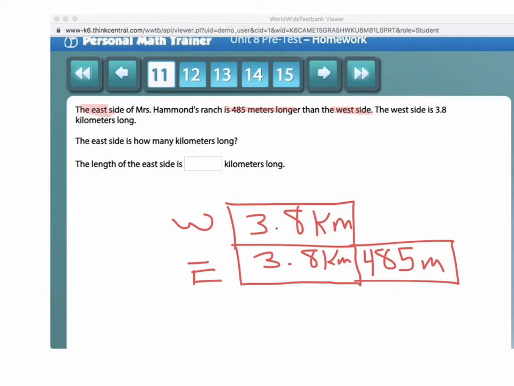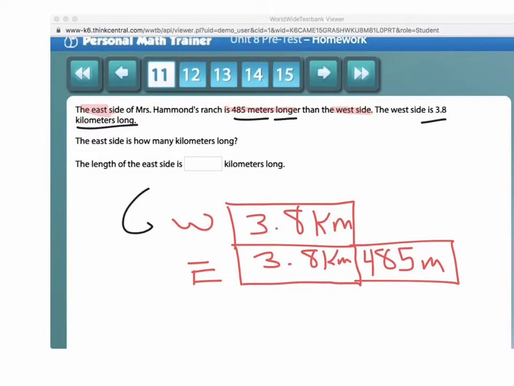Let's go ahead and unpack this problem because it's a little bit wordy and complicated. The east side of Mrs. Hammond's ranch is 485 meters longer than the west side. So key word there is it's longer than the west side. The west side is 3.8 kilometers long. Two things going on here. One, you've got meters and you've got kilometers. So we're going to need to convert meters into kilometers.